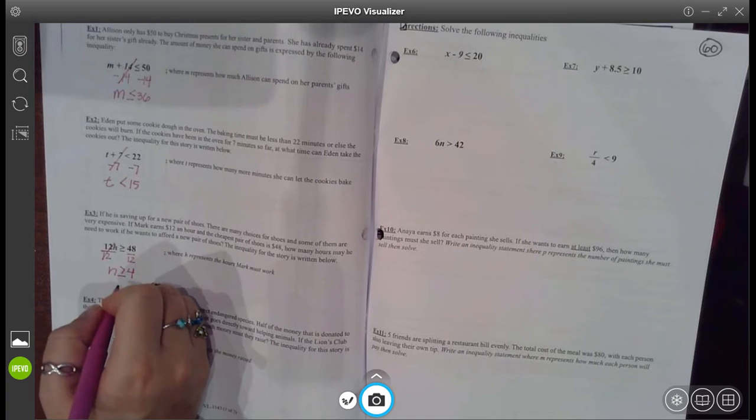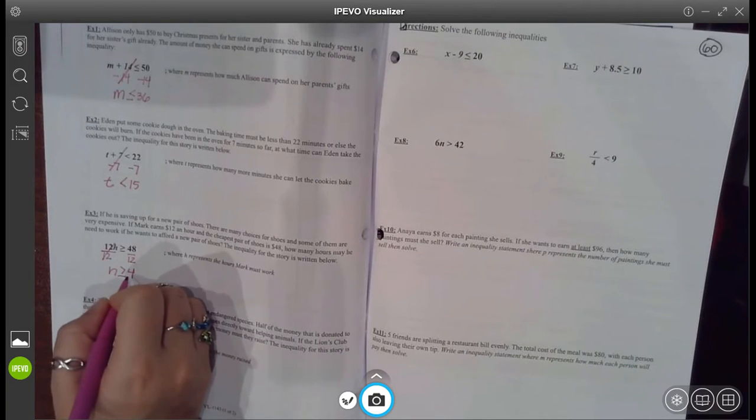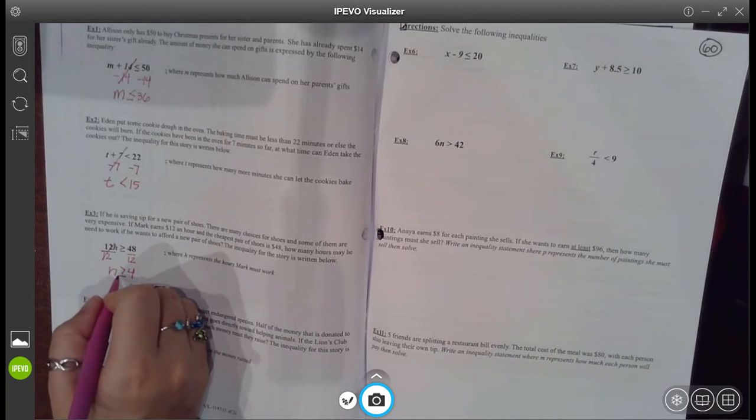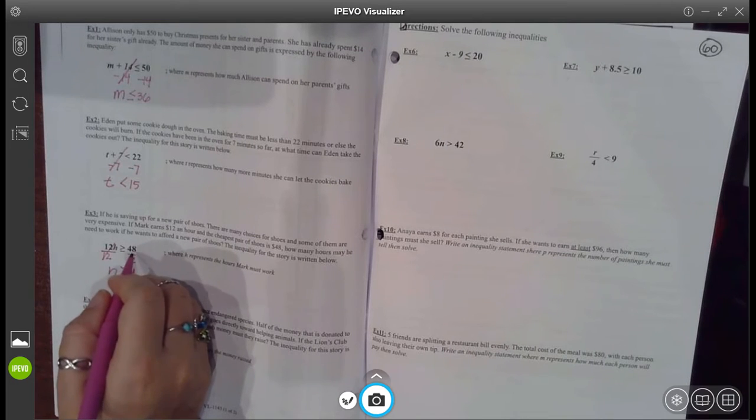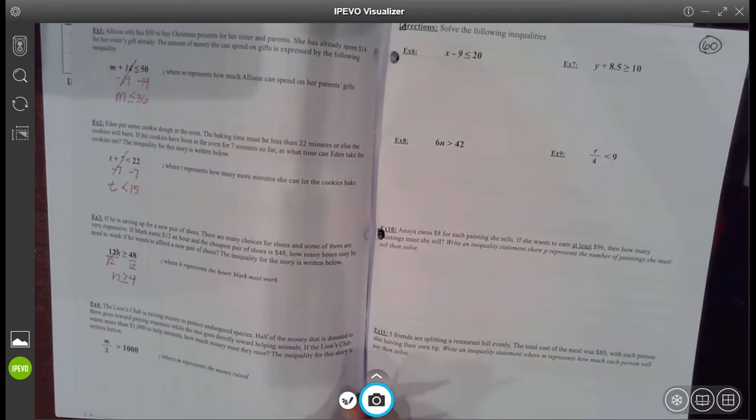So he needs to work at least 4 hours more. He can work equal to 4, but hopefully he works more than that, or else he'll only be able to get the cheapest pair of shoes for 48.